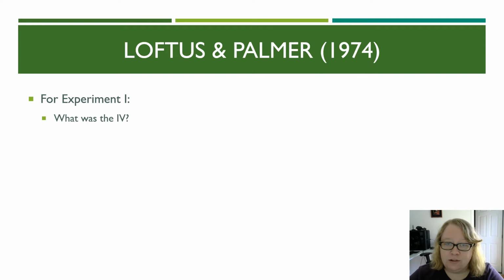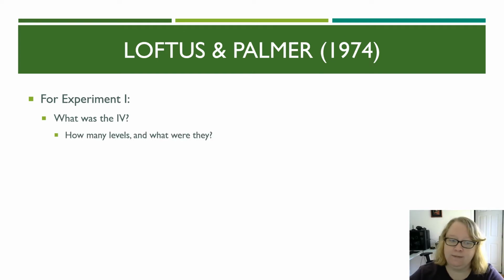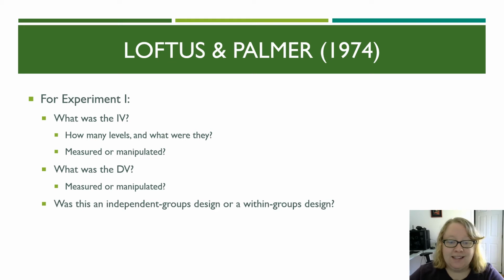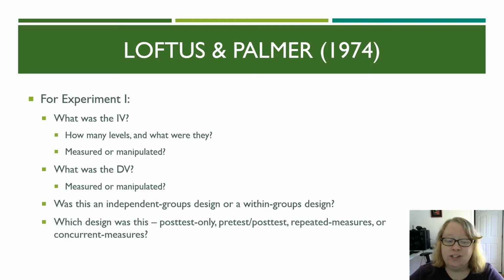All right, so these are all about experiment 1 of our 2 experiment paper. So first off, what was the IV? How many levels in the IV were there, and what were they? Was the IV measured or manipulated? Then what was the DV? Was it measured or manipulated? Was this an independent groups design or a within groups design? And then lastly, which design was this? Post-test only, pretest-posttest, repeated measures, or concurrent measures?